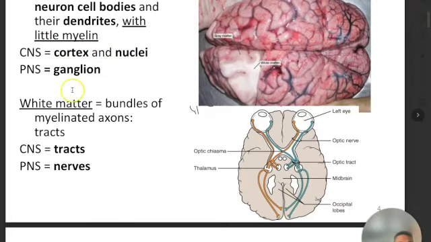Okay. White matter, again, white matter are the axons, myelinated. It's got that covering. Okay. Myelinated axons. In the central nervous system, it's called tracts. And in the peripheral nervous system, they're just simply called nerves. Okay.